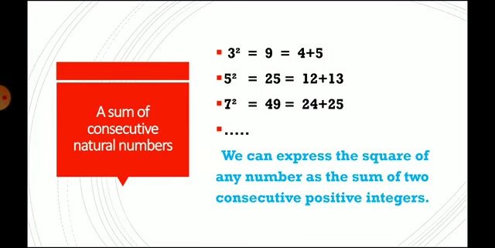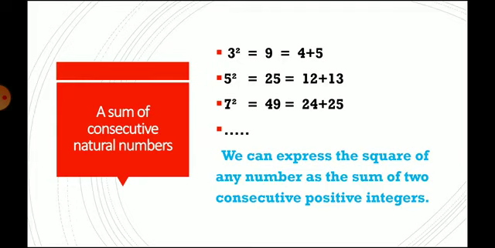Then the sum of consecutive natural numbers. Here the numbers have some specialities. First I would take 3 square. What is 3 square? 3 threes are 9. Then, how can we get the 9 using addition? If we add 4 and 5, we get 9. So 4 plus 5 is equal to 9, and 3 square is 9.